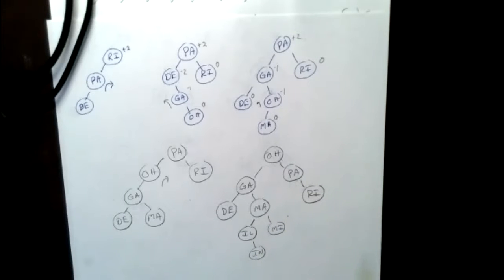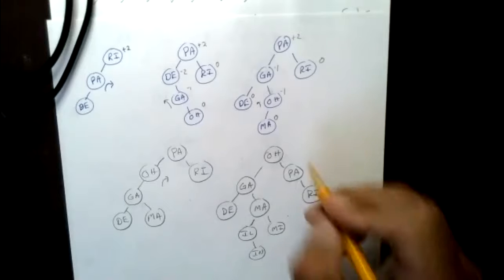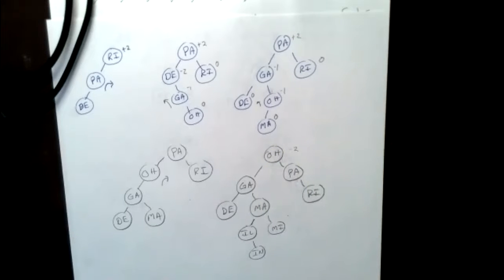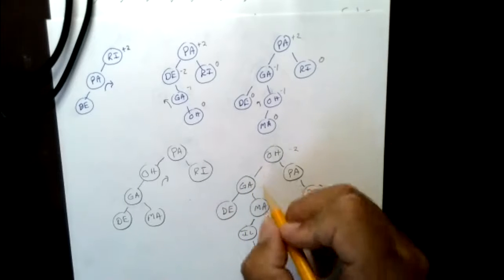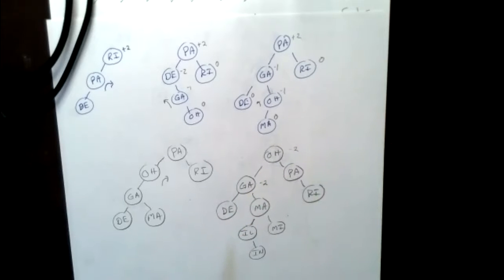To the right of Illinois, I start looking at my balance factors. I have a -2. Yuck. What is this one? 1 minus 3. I have a -2 there as well.